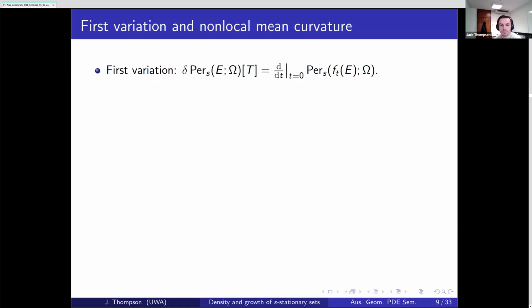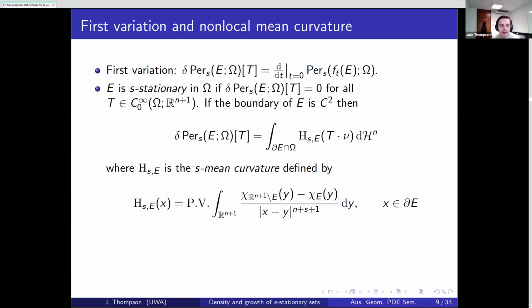Now we can play the same game as before. We can take the first variation, which is just the definition. And we call E_s stationary in omega if the first variation is 0 for all P.